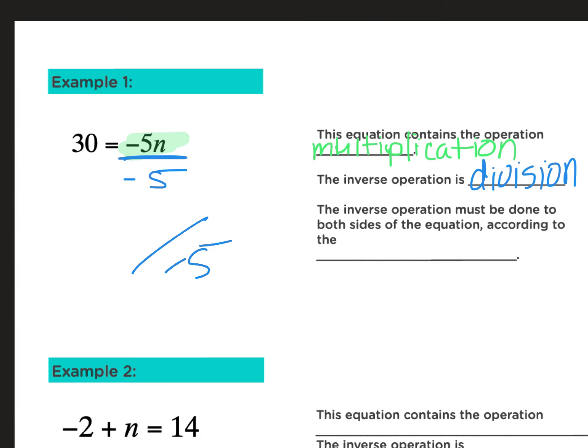So the inverse is division. But then we know if we do it to one side, we have to do it to the other side as well.